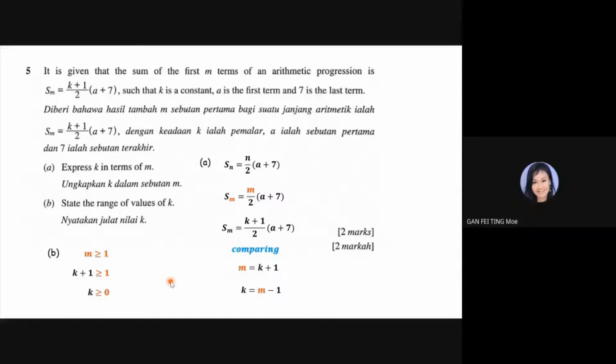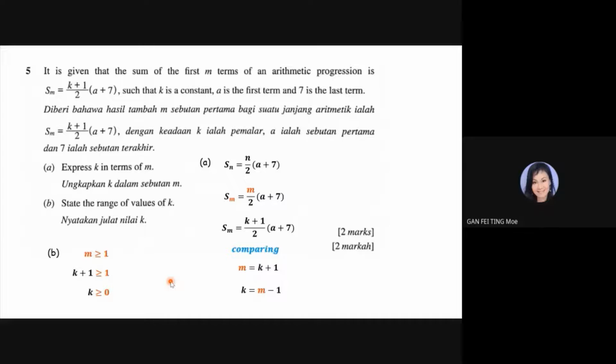So 7 is the last term. 7 is the value of the last term. 7 is not the position of the last term. Is that clear? Idris, do you understand? 7 is not the n. 7 is the Tn, the term for that particular position. That one you have to be very, very careful.